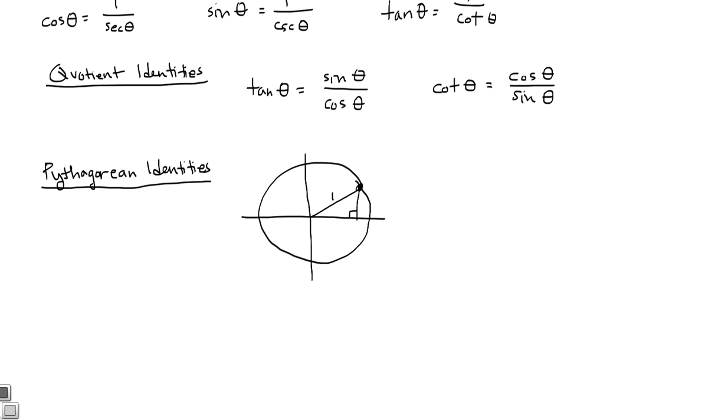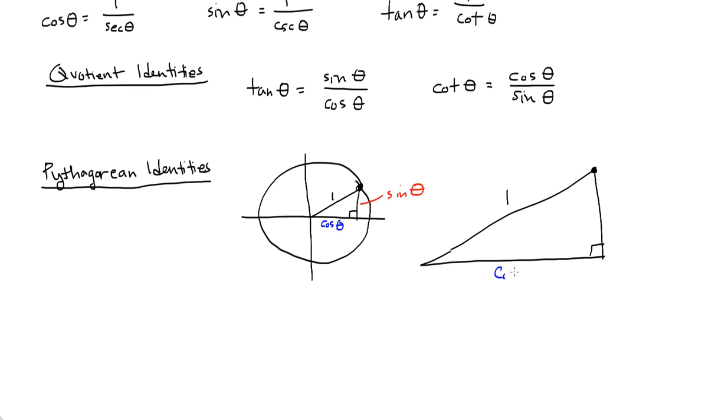My x value was my cosine, and my y value was my sine. Let me draw a bigger triangle over here. There's my right triangle, with a point on the unit circle, so it has a radius of 1. We have our x value, which is our cosine, and our sine is our y value.